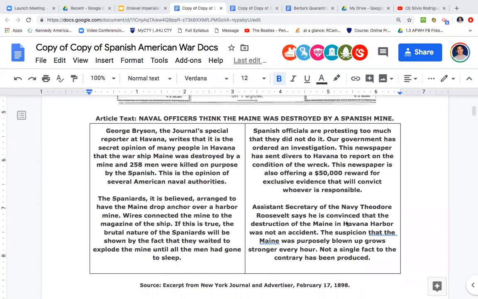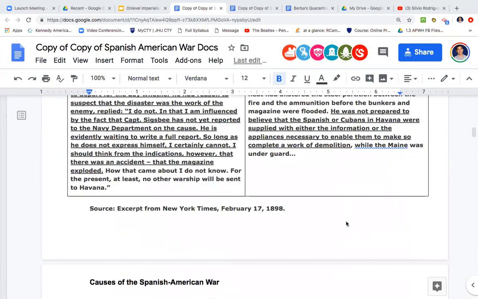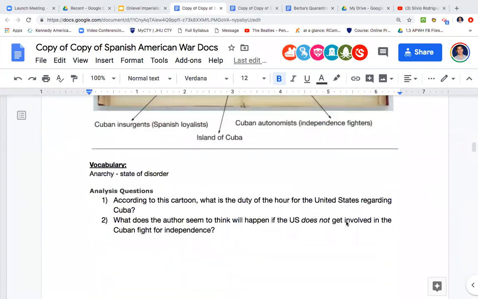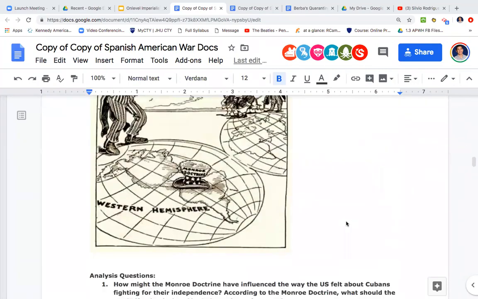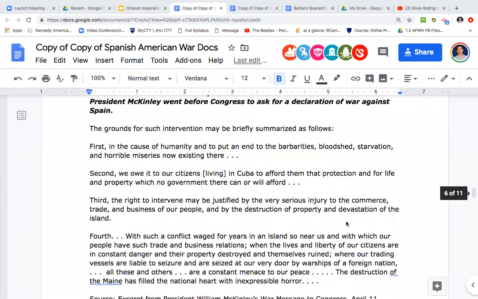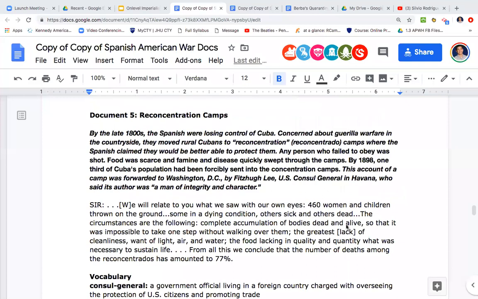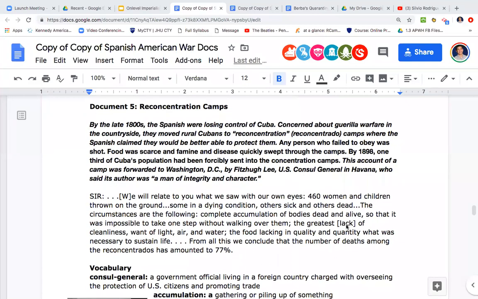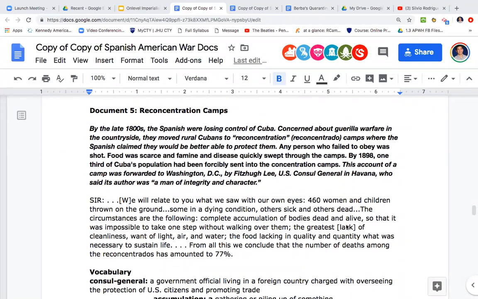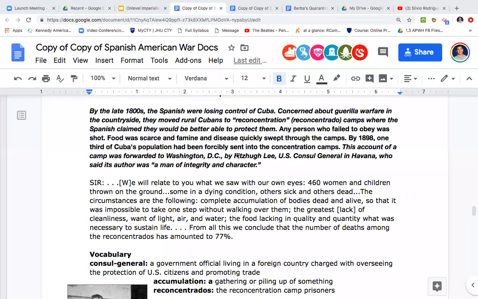Questions on that source? So I'm going to move to some other sources, and all these sources, we're not going to go over all of them. But I do want to go over, if you could go to this document of reconcentration camps. Okay. So just follow along with me, and I'll have you type your response. So we'll look at two more documents in this one.